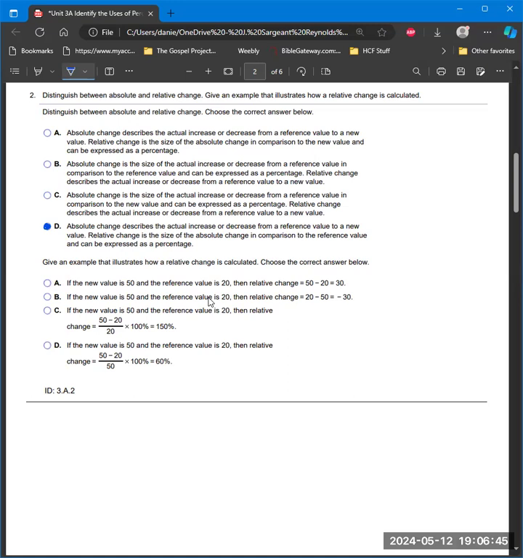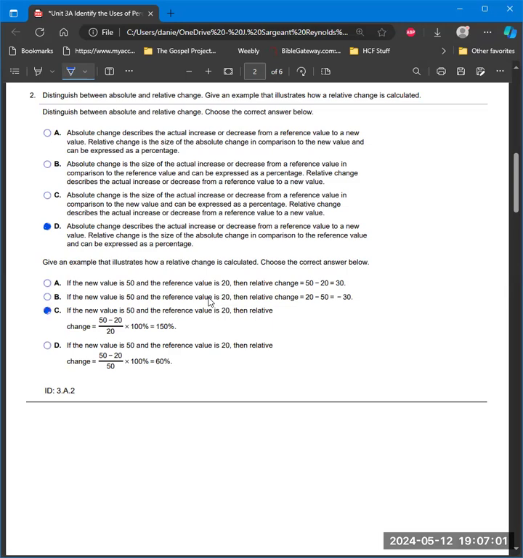And then an example that illustrates how a relative change is calculated would be C. If a new value is 50 and the reference value is 20, then relative change equals 50 minus 20 in the numerator divided by 20 in the denominator times 100%, which is going to be 150%.